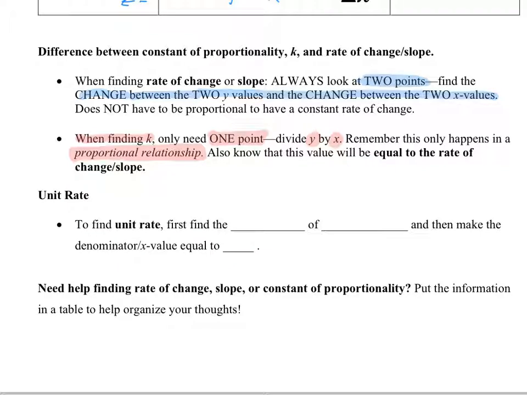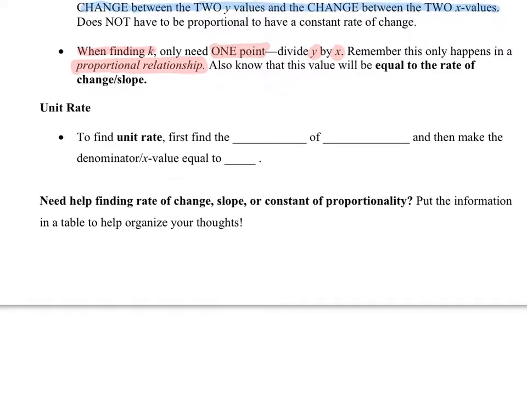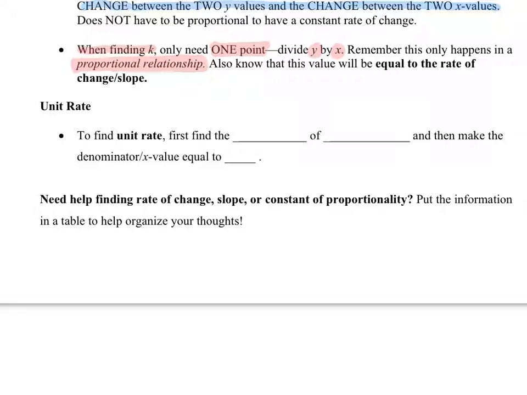Moving on, we have unit rate. So remember, unit rate, to find that, you first just need to find the rate of change. So you found rate of change before by finding change in y over change in x, or finding the slope. And to make it a unit rate, you need to have the denominator, or the x value, which is always in the denominator, needs to be equal to 1, because you want to know per 1 of something.